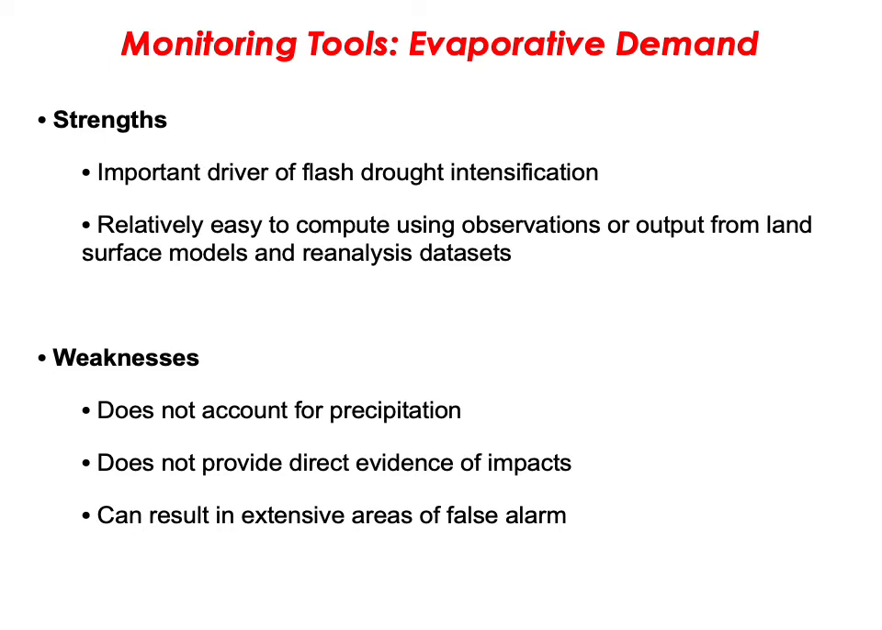For example, it's very common for periods of elevated evaporative demand across the eastern United States to actually have increased rainfall because the hotter weather leads to more thunderstorms. This means that indices that look only at evaporative demand can actually have extensive areas of false alarm because the elevated evaporative demand may also be accompanied by heavier rainfall.